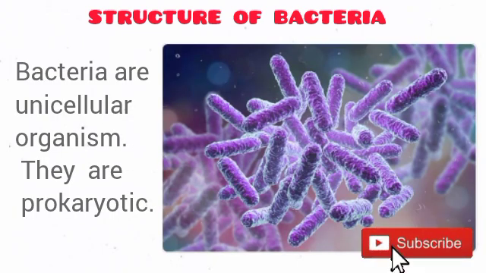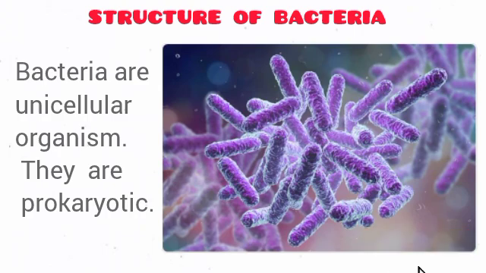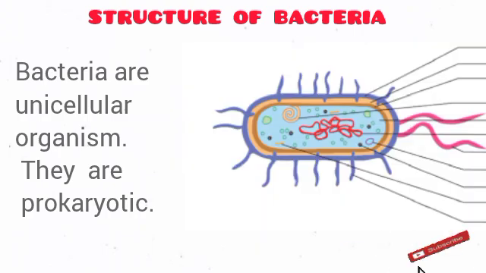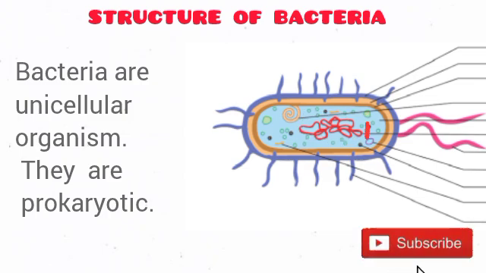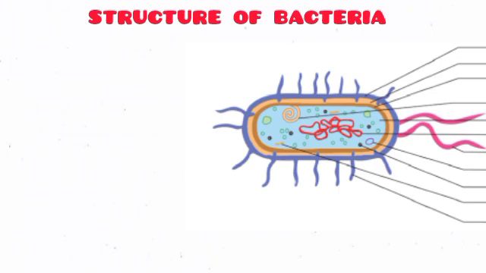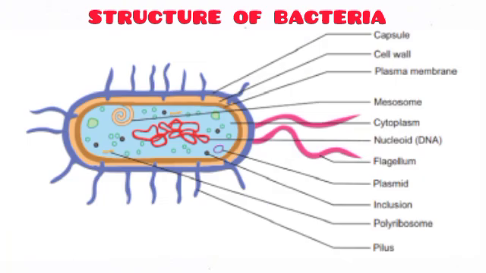Bacteria are unicellular organisms. This actually means that they are single cell. They have one cell, and they are prokaryotic, which means they do not have a definite nucleus, but however they possess a region where nuclear material is actually found, and this region is called nucleoid. The general structure of bacteria is divided into the external and the internal structure of bacteria.